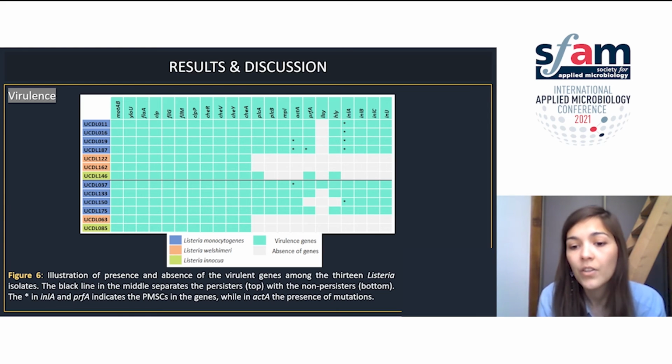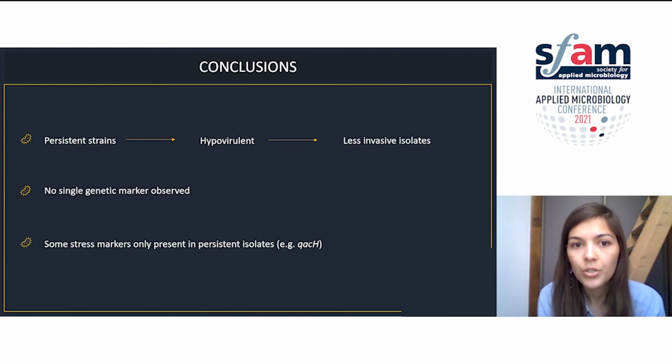However, this poses the question of whether strains of Listeria have diverged to evolve improved environmental fitness at the expense of pathogenicity, which needs more research. So, all in all, what we concluded is that there is not a single genetic marker observed that could promote persistence. The presence of cadmium resistance genes and the transposon Tn6188 in Listeria monocytogenes isolates is not enough, and more research is needed to identify exactly how persistence is achieved.